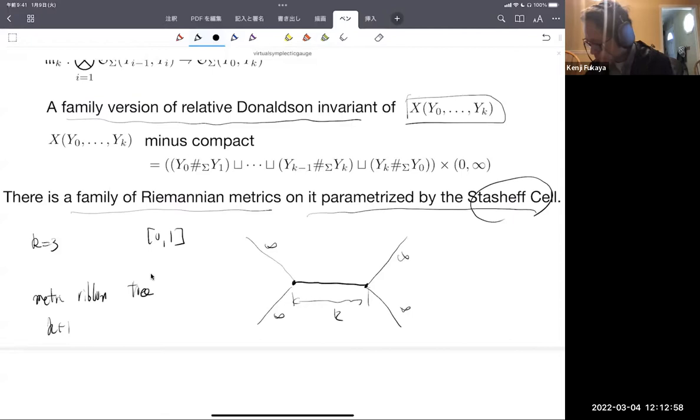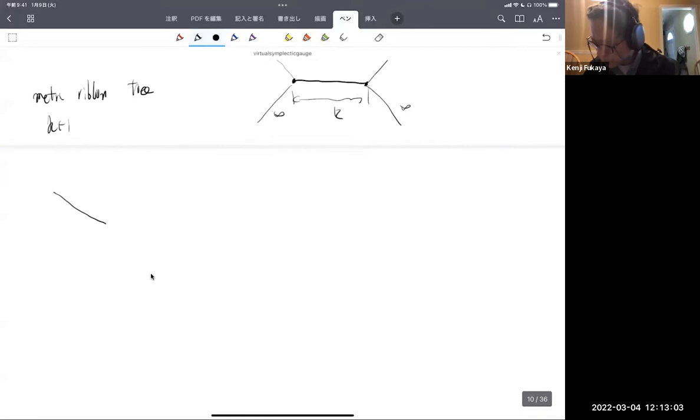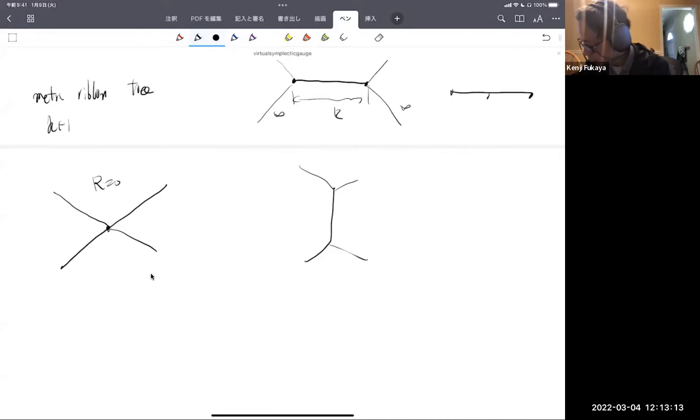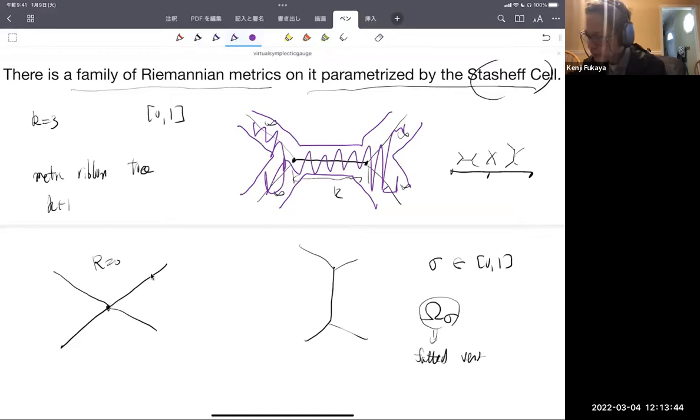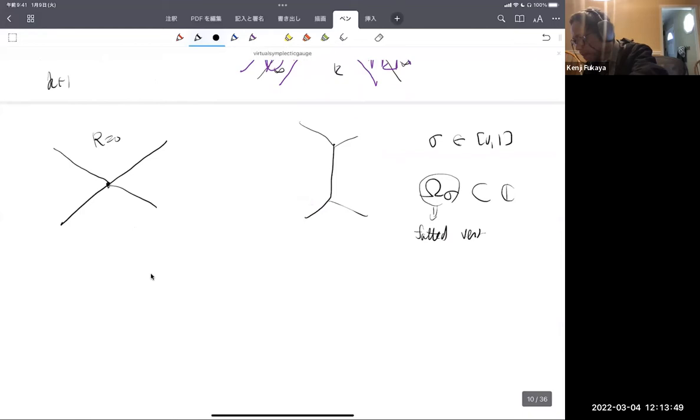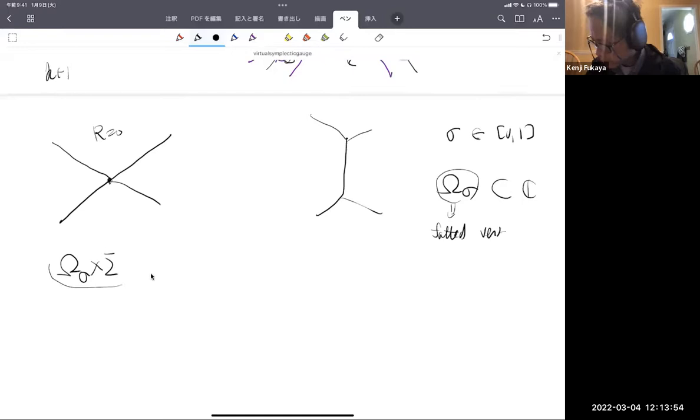And of course, this continues in some other way. So you end up with this. This is R equal zero. And if you go the other way, you get this. So you have this real line, and this part is like this, and this part is here, and this part is like this. Okay, so now for any sigma in this Stasheff cell, we have this domain omega sigma. It is just a kind of fattened version. It means that you take this small neighborhood. This omega sigma is a subspace of the complex numbers. And we take this omega sigma cross Sigma and glue Yi cross R. So in this case, you have this picture.